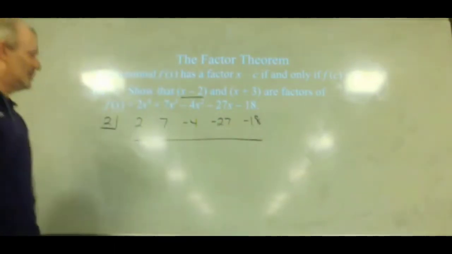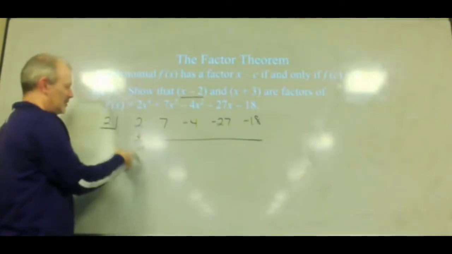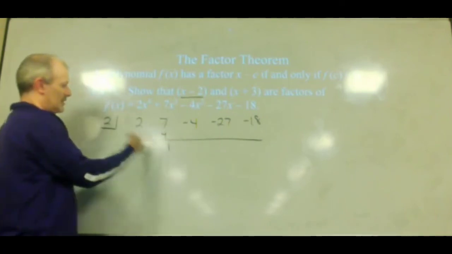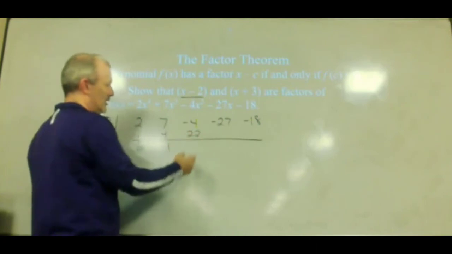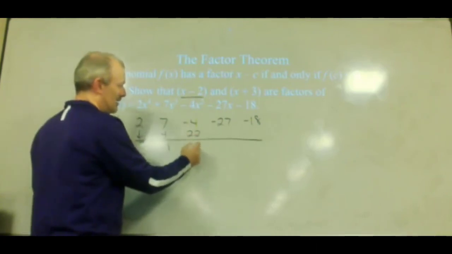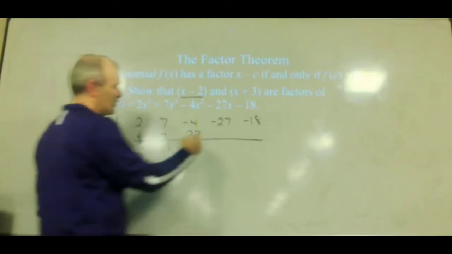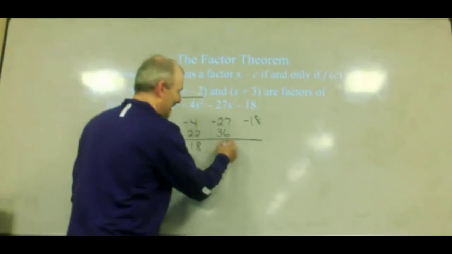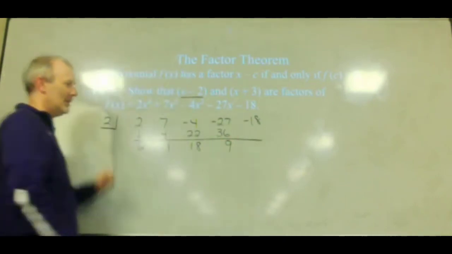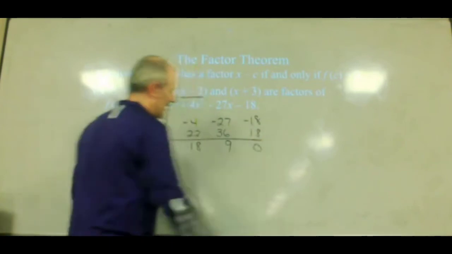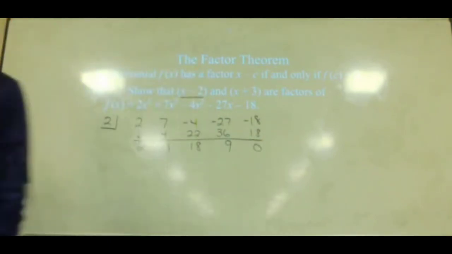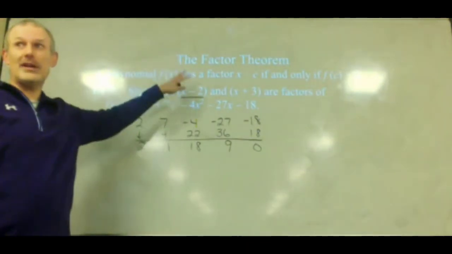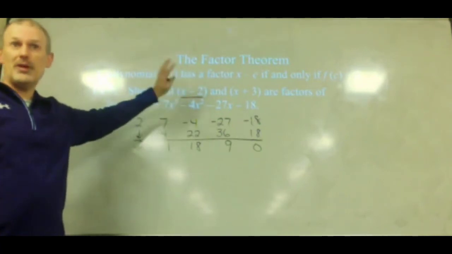And what do we do first? Bring down the 2. 2 times 2 is 4. 7 and 4 give us 11. 11 times 2 is 22. Negative 4 plus 22 is 18. 18 times 2 is 36. 36 and negative 27 will give us 9. 9 times 2, 18. Negative 18 plus 18 is 0. Now, what we did is we just showed that this was a factor. We knew already it was going to work, but we now showed that it was true.